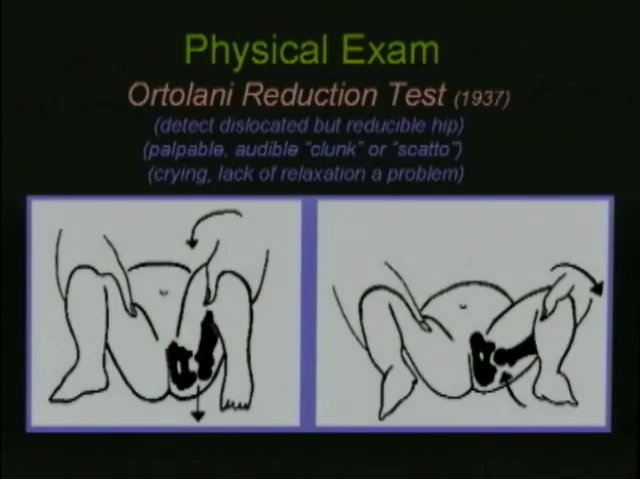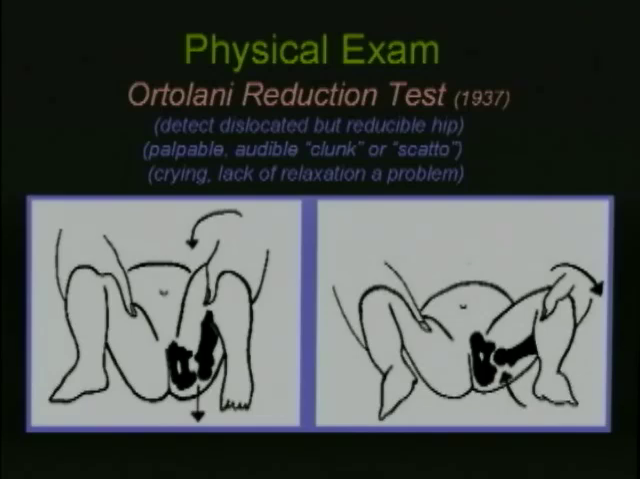Two of the tests that are done clinically in the evaluation of the baby's hip are for the purpose of determining whether or not a subluxed or dislocated hip can be reduced, and the other test is to determine if the hip is unstable. So let's begin with talking about the Ortolani reduction test.